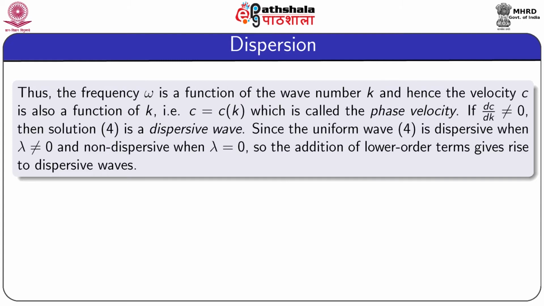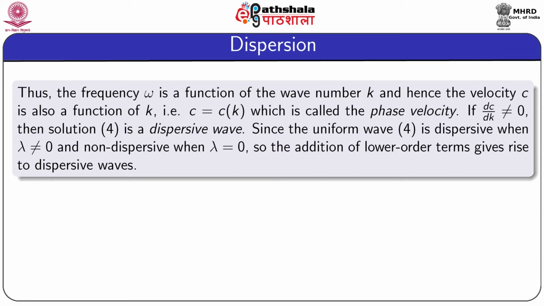Thus, the frequency omega is a function of wave number k, and the velocity c is also a function of k, and this is called the phase velocity. I have already defined phase velocity, and in the case of a dispersive wave, you can see that c is not a constant, it is a function of k, or in other words, dc/dk is not equal to 0 for a dispersive wave.